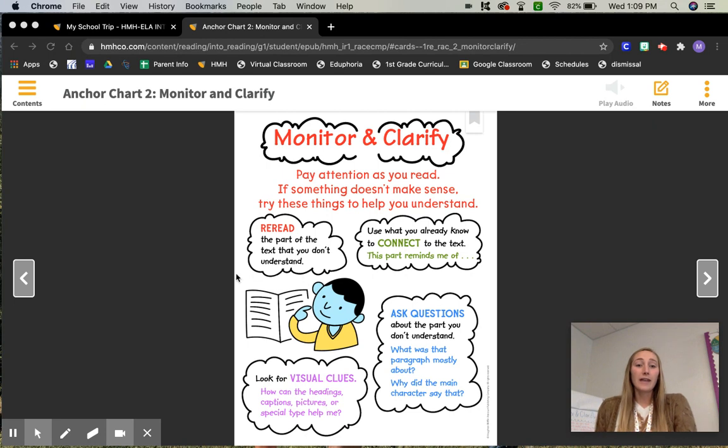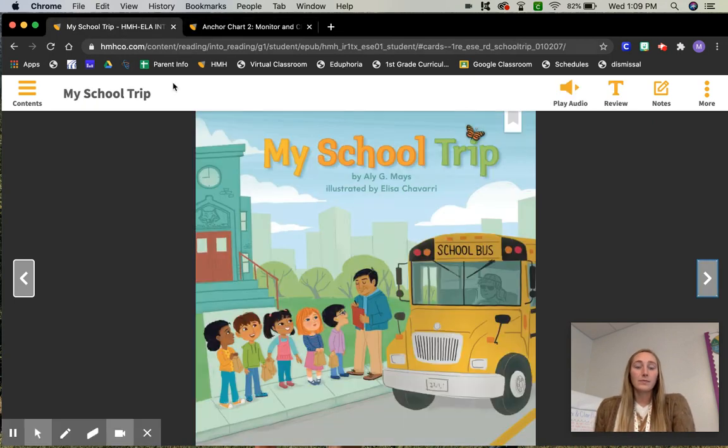And now we are going to start a book. We're not going to finish the book. We're just going to read a little bit of it, and we're going to try and monitor and clarify the things that we're reading. So this book is called My School Trip by Ali G. Mays and illustrated by Elisa Chavari. And illustrated means drew the pictures or created the pictures. The illustrator did the pictures, and the author is who it's by.